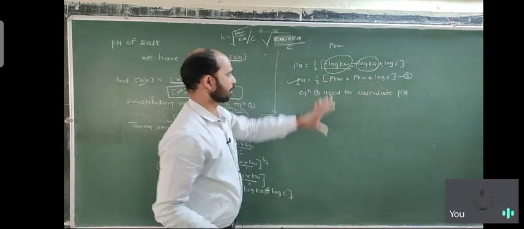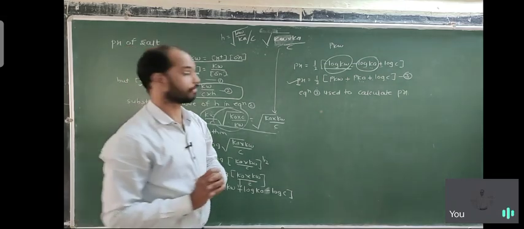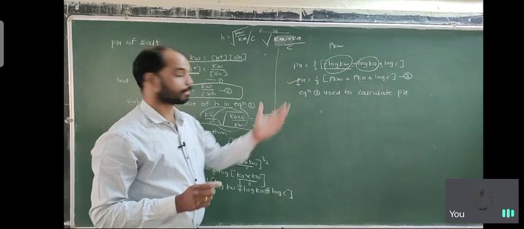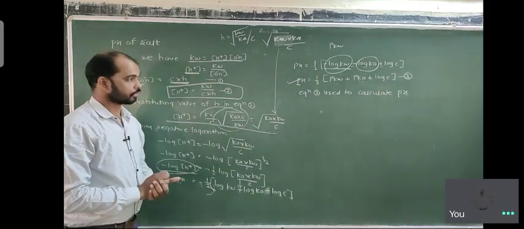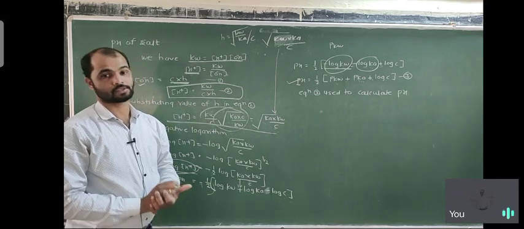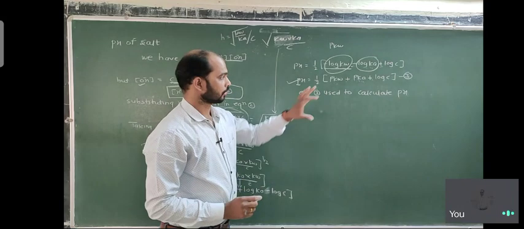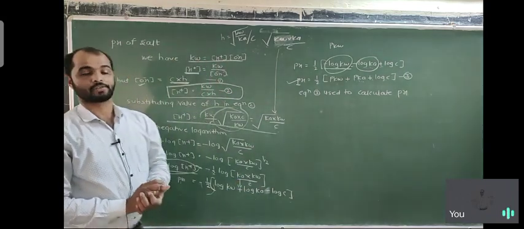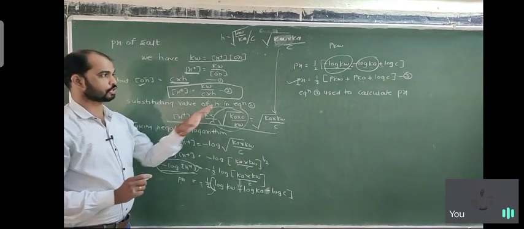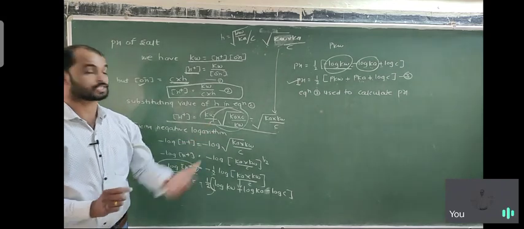Using this equation we can calculate the pH of the solution when we know the ionic product of water. When we have the value of pKa, which gives the acid strength, and if we have the value of concentration, we can calculate the value of pH using this equation. So this is all about the pH of the solution after the hydrolysis. Then we are going to discuss other points.